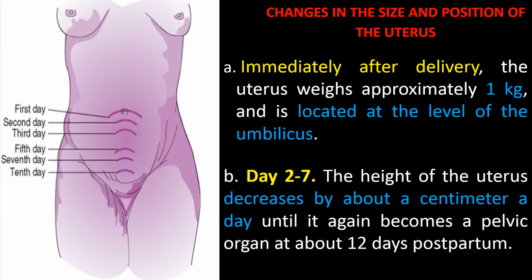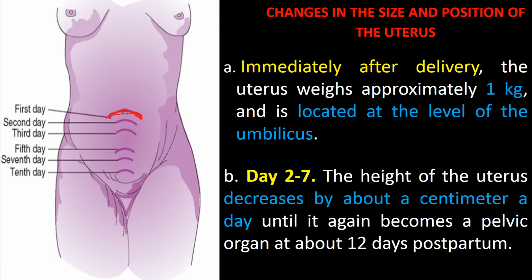We also have the changes in size and position of the uterus. Immediately after the child is born, the uterus weighs approximately 1 kilogram and is located at the level of the umbilicus. If you look at the drawing, during the first day of the postpartum period, the uterus is usually seen at the level of the umbilicus. You can feel the fundus of the uterus at that level.